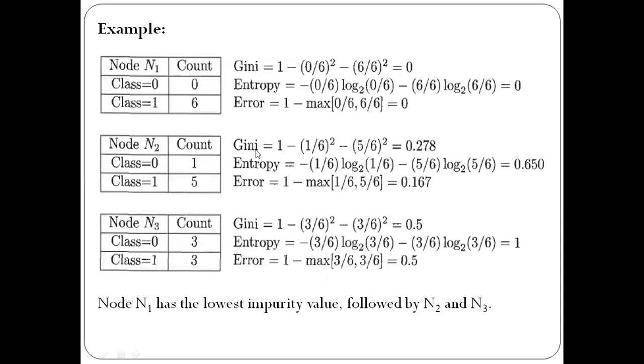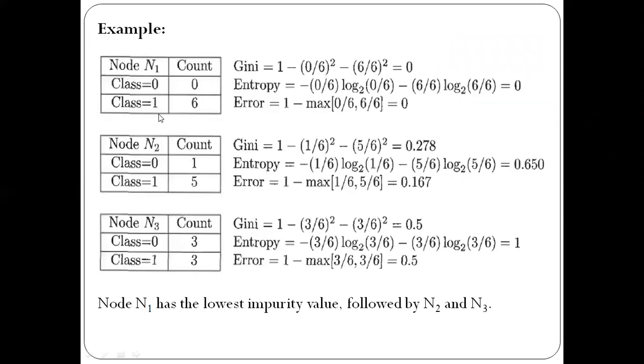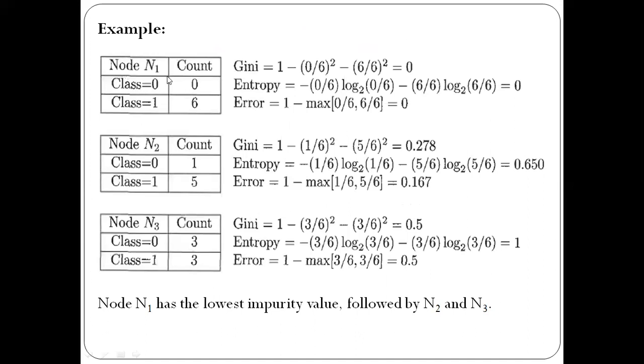Let us find the impurity measures for the node N1 first. Gini index says 1 minus summation of i equal to 0 to c minus 1 of p of i condition on t. Here we have only two classes, so i varies from 0 to c minus 1, that is 2 minus 1, so 0 to 1. That means there will be two terms in this summation. So 1 minus, where the term is p of i condition on t whole square, that is the fraction of records that belong to class i at this node t. For the first class, class 0, the number of records that belong to this class is 0.